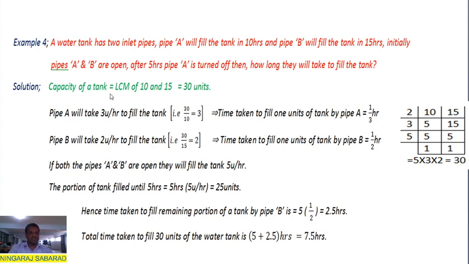Capacity of a tank is nothing but the LCM of 10 and 15, which you already know. So LCM of 10 and 15 is 30. So that gives the capacity of the tank as 30 units.